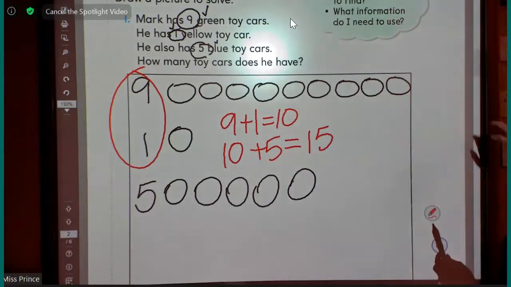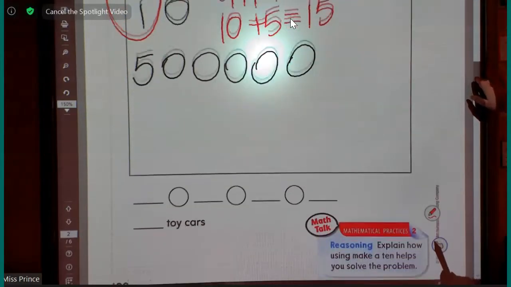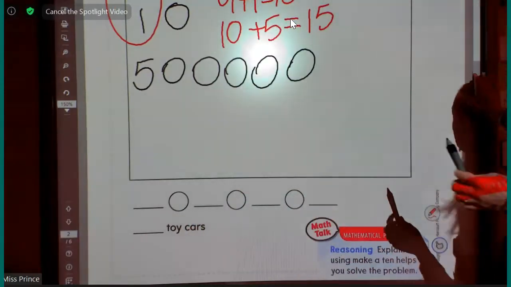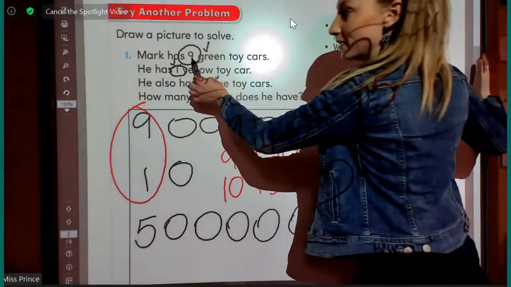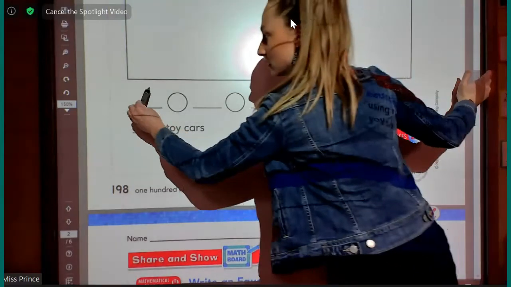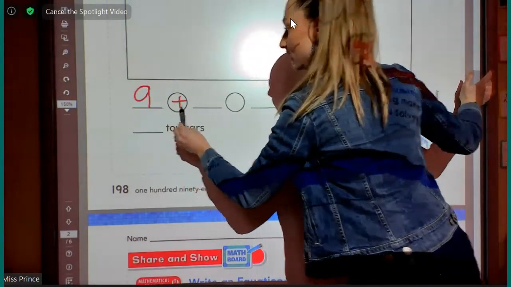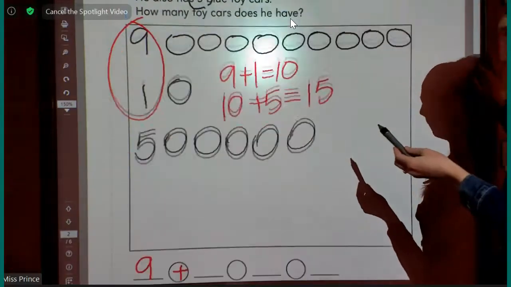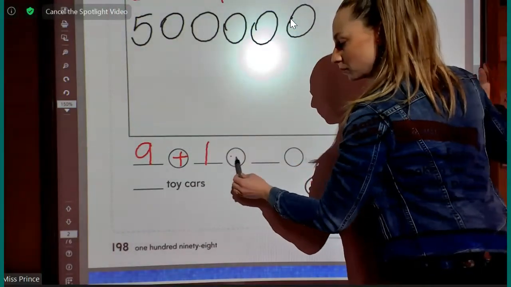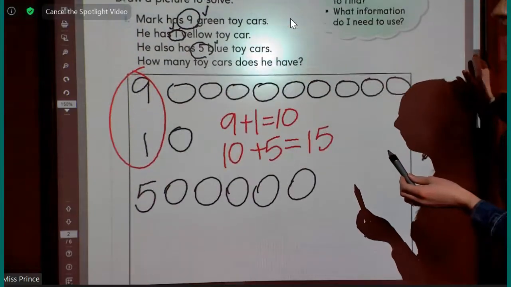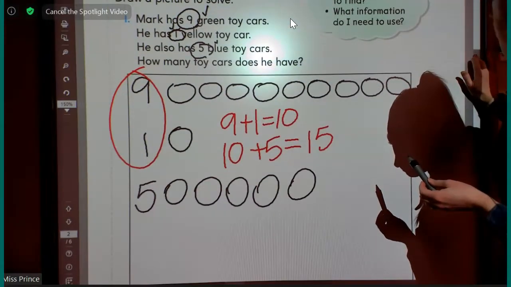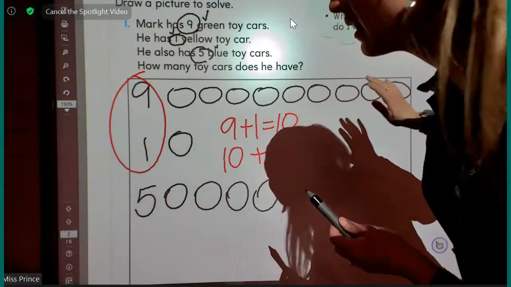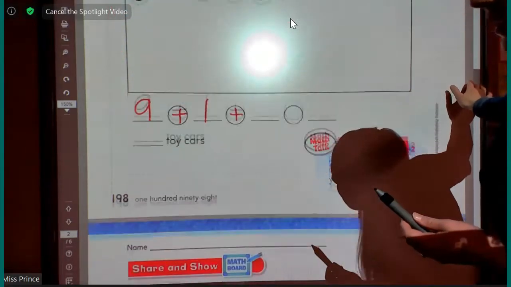So, when we go down here, we need to fill in all of these spots to match our story problem. We have 9 plus 1 plus, what's my last number, Aaron? She asked you a question. Could you repeat that, please? Yes. What is my last number I need to add to my addition sentence?